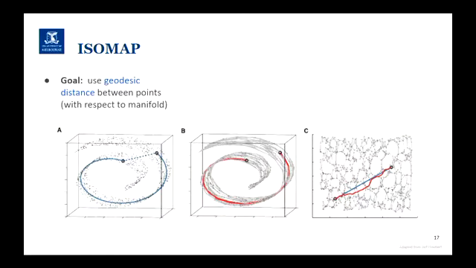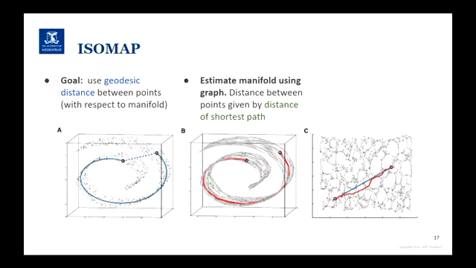ISOMAP, first thing, will try to model the geodesic distance between points with respect to our manifold. This, for instance, is Swiss roll data. We'll try to estimate the manifold using a graph. So we'll compute the distances between points as the distances in an all-pairs shortest path in a graph modeling of our data. Then we try to embed this graph into 2D and use Euclidean distances to approximate the actual graph distance. For instance, in blue here, we have the Euclidean distance, and in red, the actual shortest path in the graph.